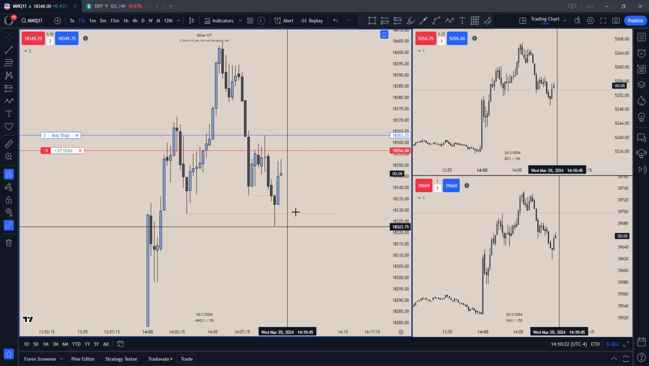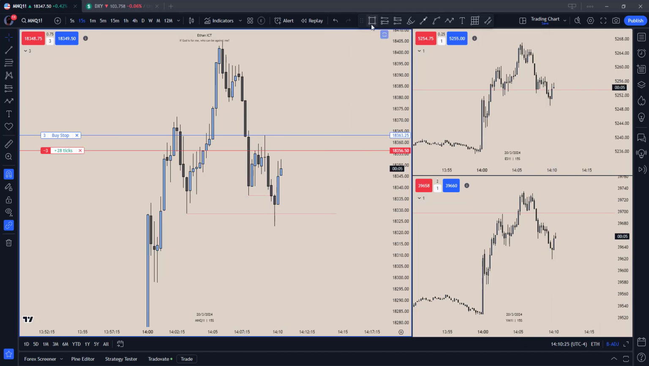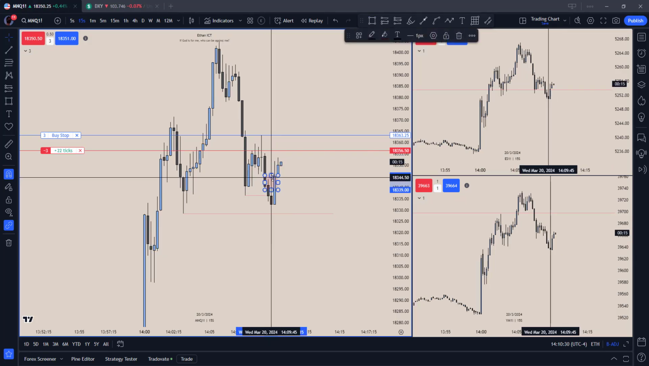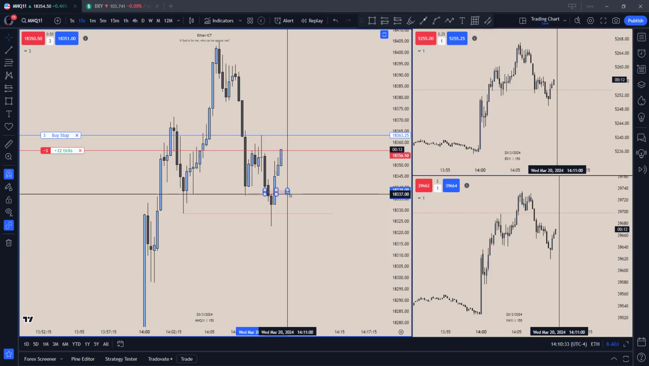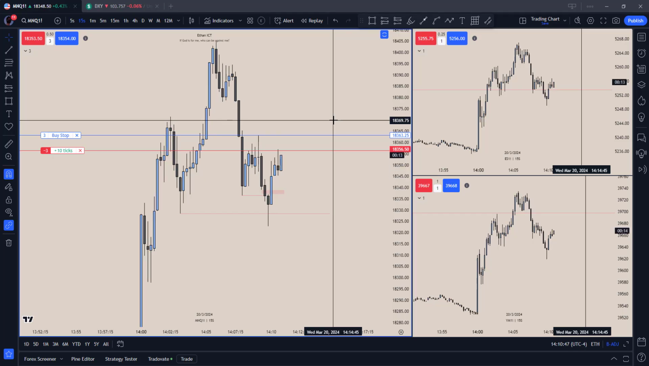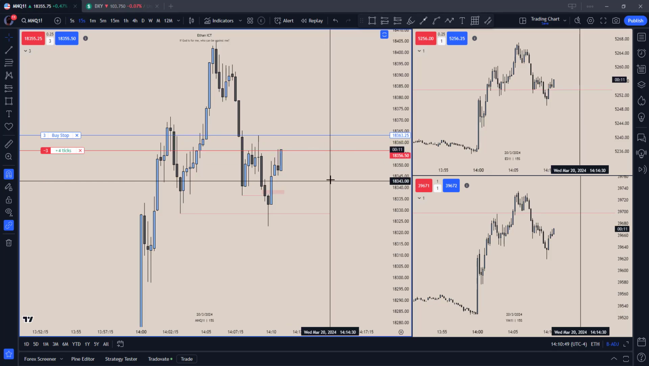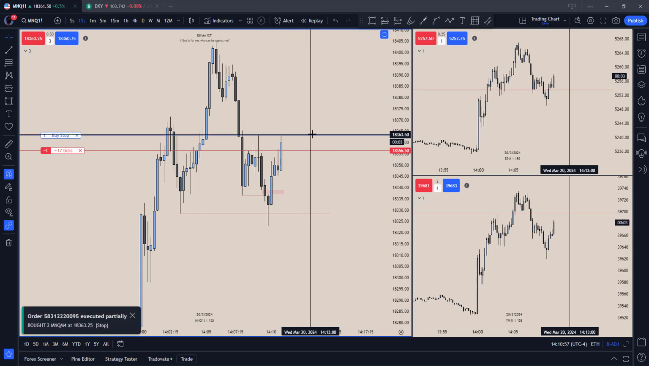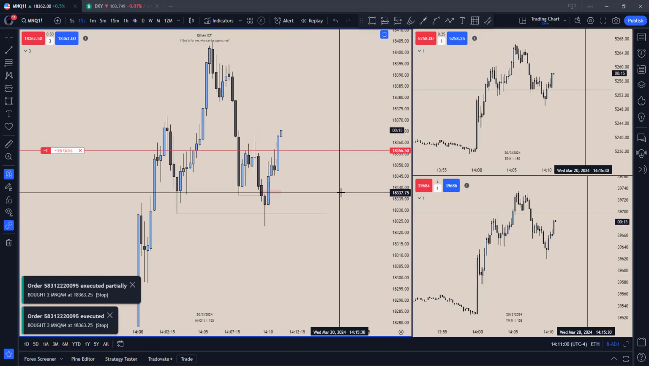Not really liking this reaction from this low. Once again, paying attention to immediate order flow. It would be this imbalanced price range. So if we end up trading back into it, I want to see how price reacts to it. Stopped out there. Oh, or not. I have one more contract and now I'm stopped out.